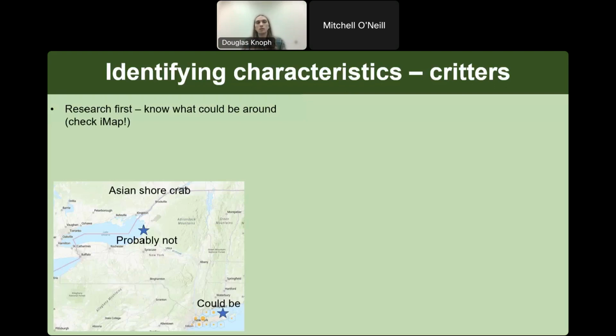So one of the most important things is to research what you might be looking for, looking at current distributions of where certain species are, where species could be or where they could not be. If you are looking for Asian shore crab, you're probably going to want to look for it in a saltwater environment instead of in the Great Lakes area. Or if you see a crab in one of these places, you can rule out saltwater species.